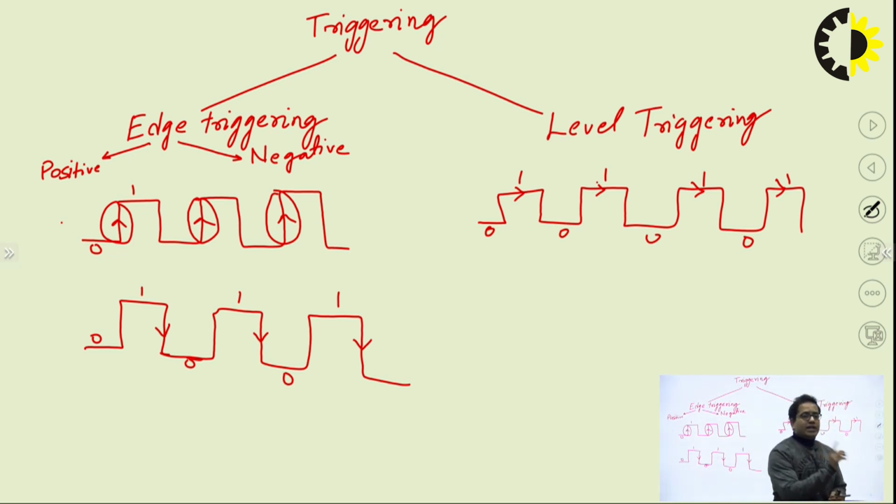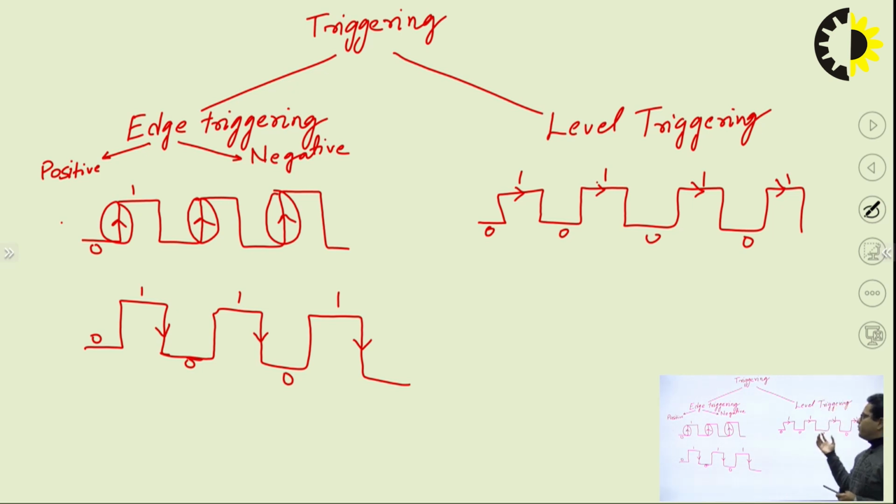Whereas in the case of edge triggering, it wants to see a transition from 0 to 1 or 1 to 0. In the case of level triggering, the moment it sees a value 1, it will respond, and the moment it sees a value 0, it will stop responding. That is the point of difference between level triggering and edge triggering. We have seen that flip flops are edge triggered, whereas a latch is a level triggered device.